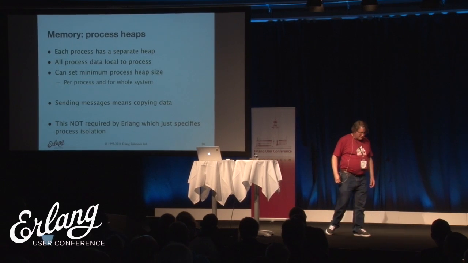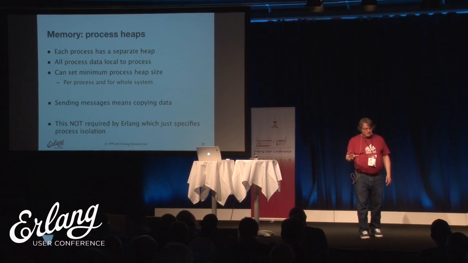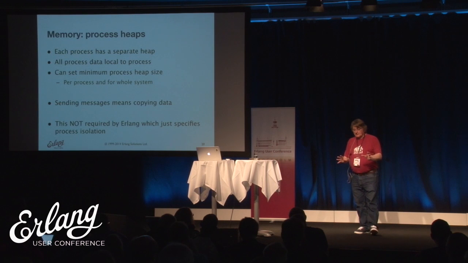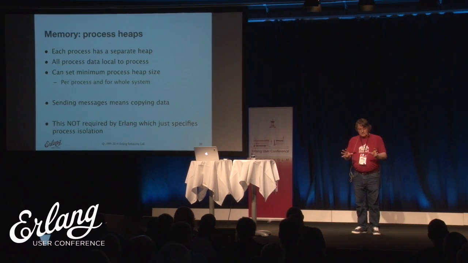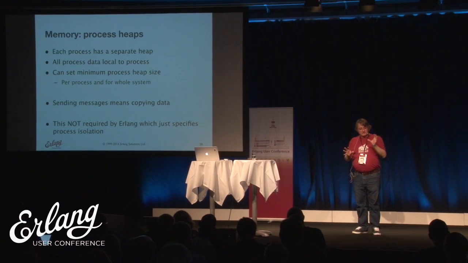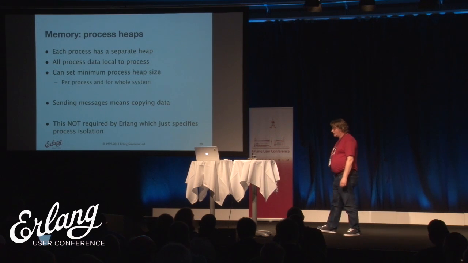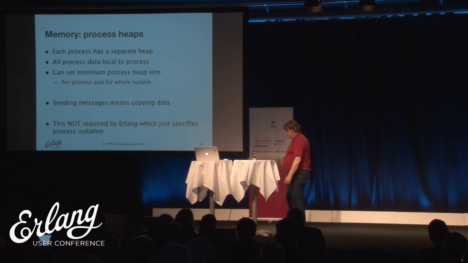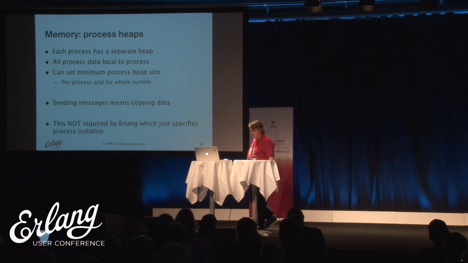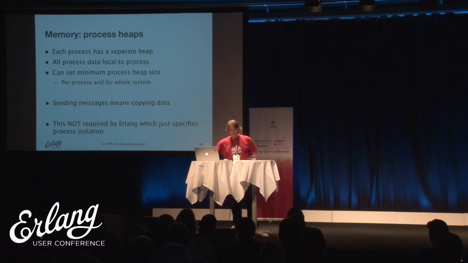All the language specifies is that the data in one process should be isolated from the data in another process. And if one process crashes, that's not going to affect the data of another process. But seeing you have immutable data in the system, you can actually share data between processes. So we don't need separate process heaps for the isolation.